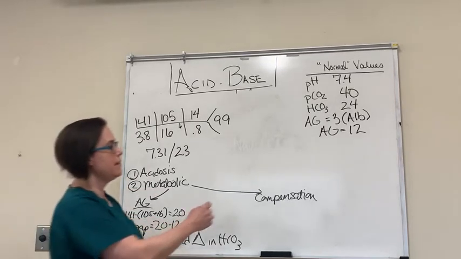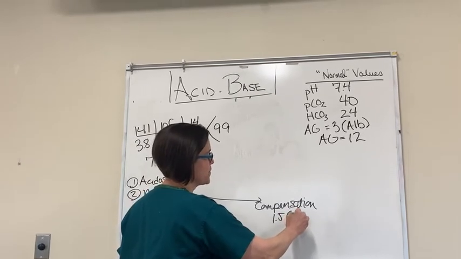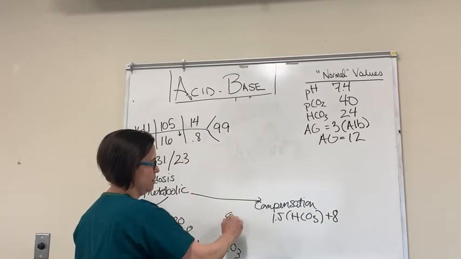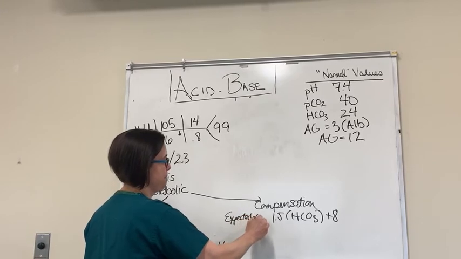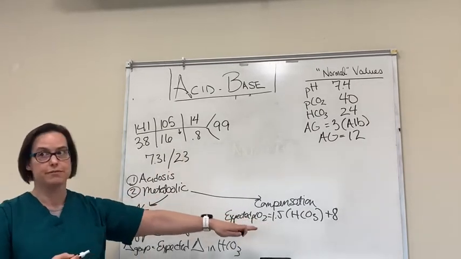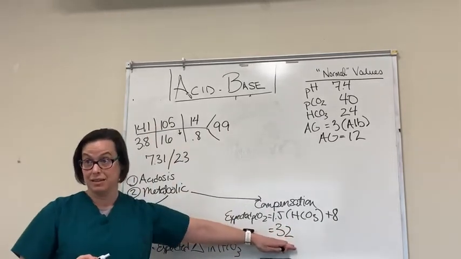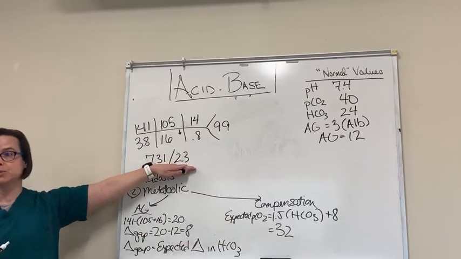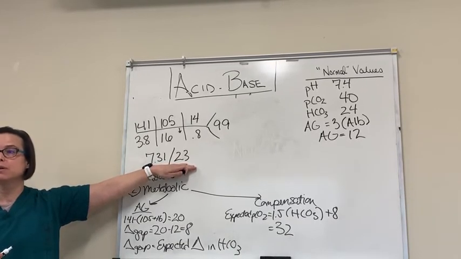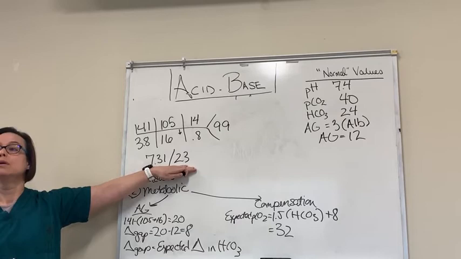Okay. Perfect, all right. And then what's my Winter's formula again? 1.5 times the bicarb plus 8. Okay, what does that represent? My expected PCO2. In this case, it's 16 times 1.5 takes us to 24, plus 8 takes us to 32. So my expected PCO2 is 32. My actual PCO2 is 23. What does that mean? I'm blowing off extra CO2. Anytime I'm blowing off extra CO2, what's my disorder? That's a respiratory alkalosis. Beautiful.